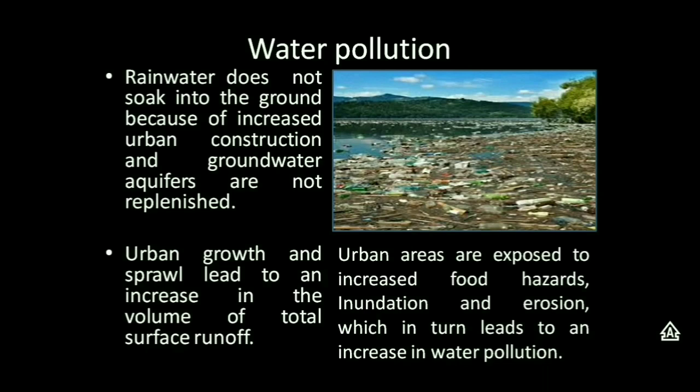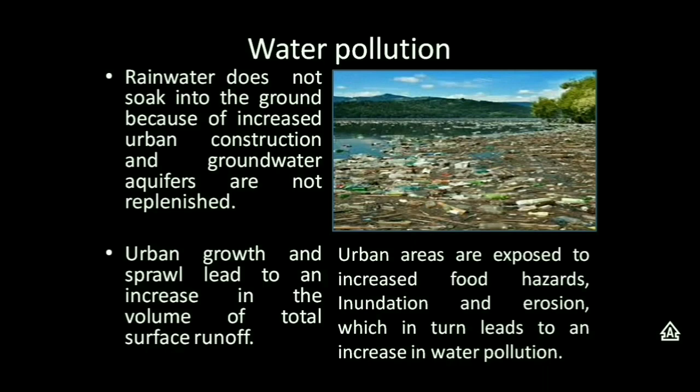Pollutants are consumed by humans when they eat fish from contaminated water bodies, and when they drink from contaminated surface water or groundwater sources. So the impacts of urbanization are higher living costs, traffic congestion, impacts on wildlife and ecosystem, poor air quality, and water pollution. There are other impacts also, but for now we'll discuss this much.